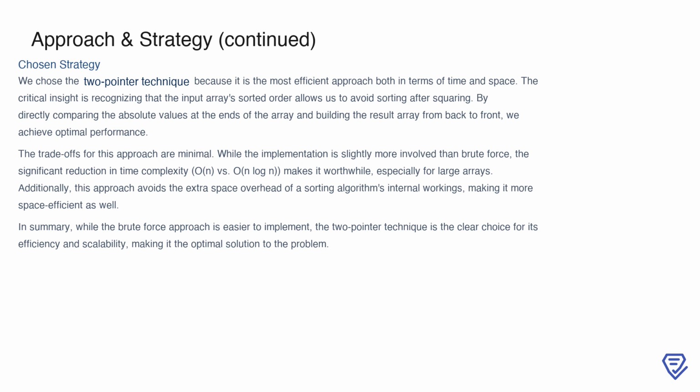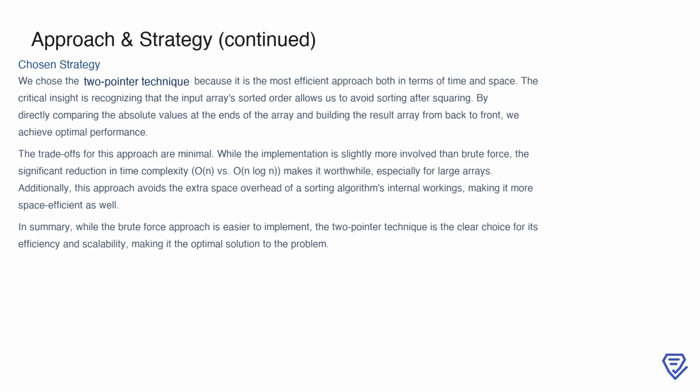The primary reason is its efficiency in both time and space. The critical observation is that the sorted nature of the input array allows us to avoid sorting altogether. By directly comparing the absolute values at the ends of the array and building the result array from back to front, we achieve a linear time complexity of O(n). This is a significant improvement over the O(n log n) complexity of the brute force approach.